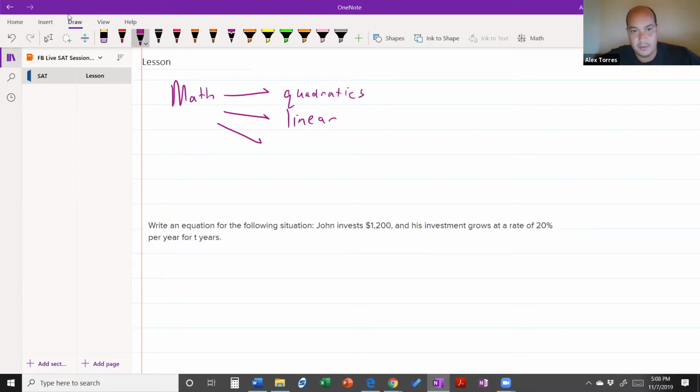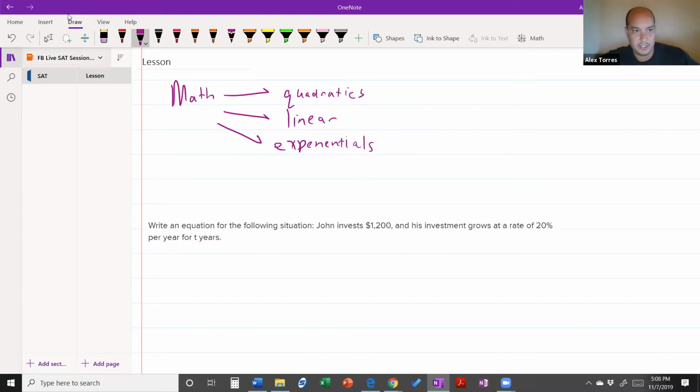And the other big one that shows up is exponential equations. Not as much as the first two, but the first two are definitely our bread and butter. And I would imagine that anyone who's studied for the SAT has already put a little work into those, and more can always be done. But for now, I'm going to focus us a little bit on exponentials.